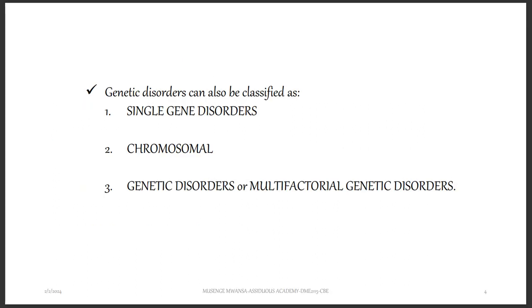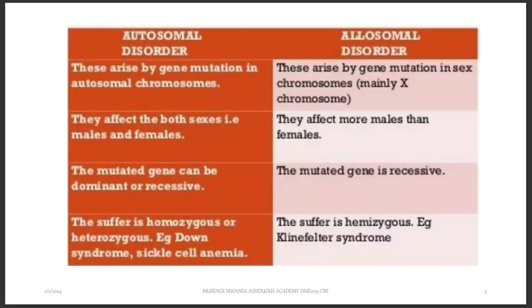Genetic disorders can be classified as single gene disorders, chromosomal disorders, or multifactorial genetic disorders. So these are the three classes: single gene, meaning affecting one gene; chromosomal, affecting a chromosome; or multifactorial gene disorder, which is also known as a polygenic disorder.